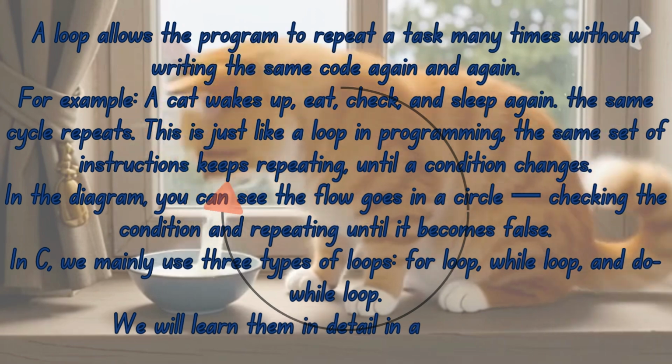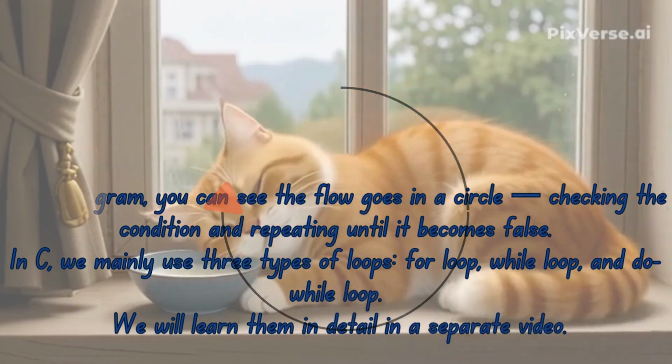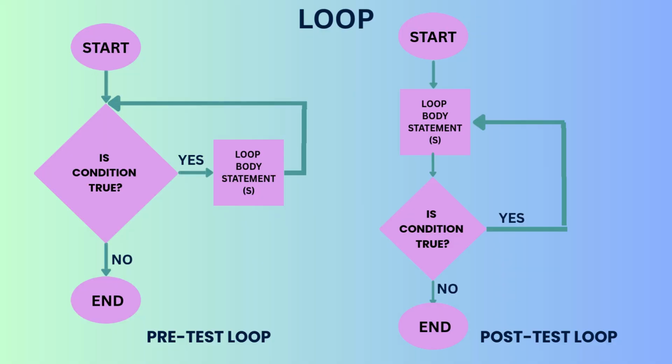We will learn them in detail in a separate video. In a loop flowchart, a set of steps keeps repeating as long as the condition is true, and stops when the condition becomes false.